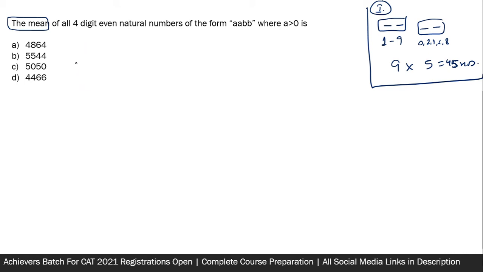So how many numbers are there when the last two digits are 0, 0? There are 9 such numbers. If the last two digits are double 2, here also again we have 9 such numbers, because the first two digits could be double 1, double 2, double 3, double 4, and so on till double 9. Then double 4, again 9.